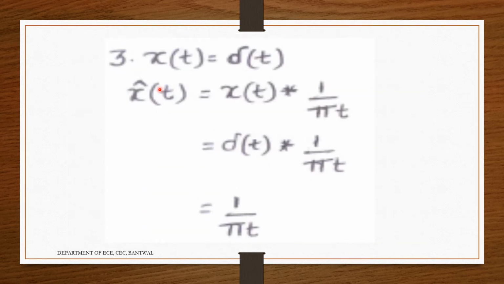Next one, another technique here. x of t is equal to delta t. As we know, delta t is a particular function that acts only at one particular instant. x cap of t is equal to x of t multiplied by 1 by pi t. So what is happening here? The value of delta t into 1 by pi t is nothing but 1. The value is 1 here, so 1 by pi t. You can compare it with the table in video 1. So for this type of function, we need to multiply by 1 by pi t.